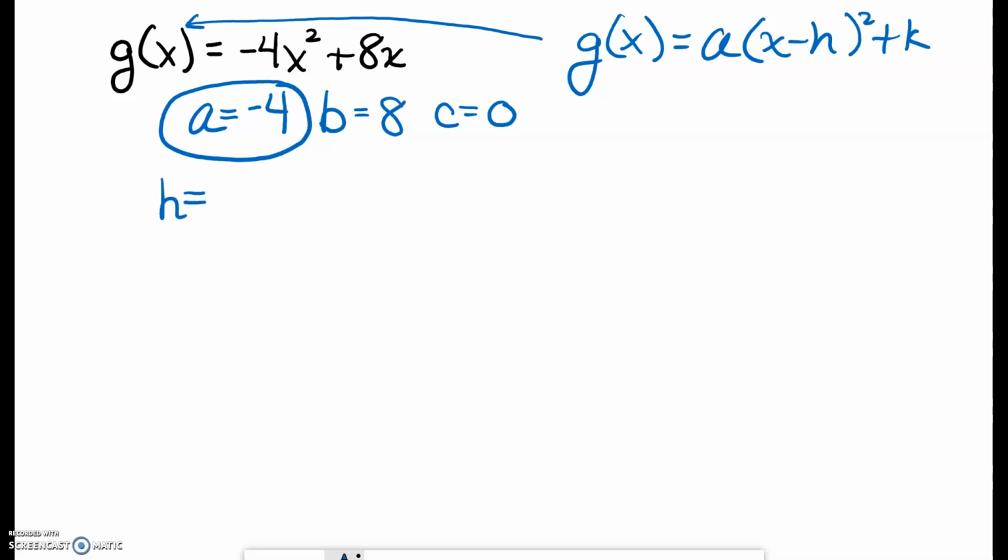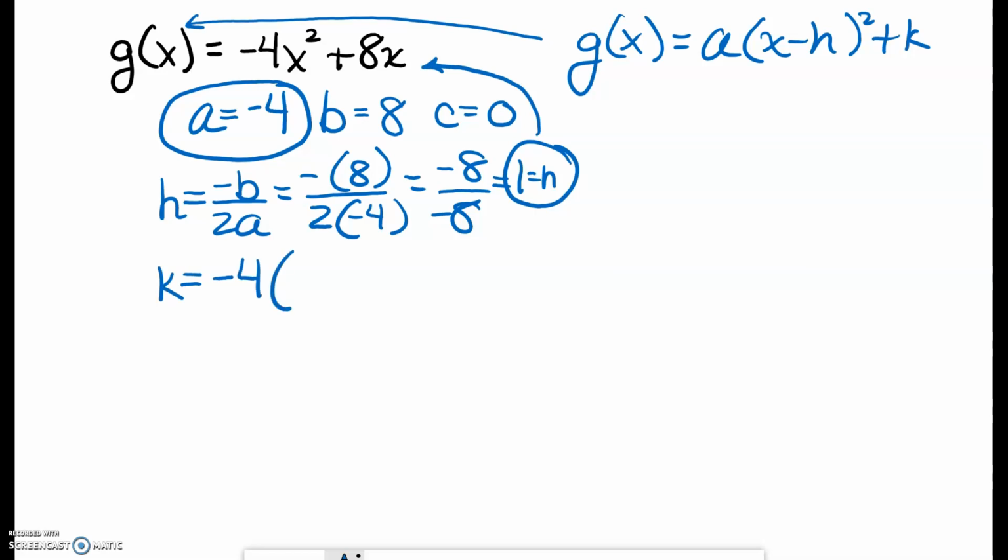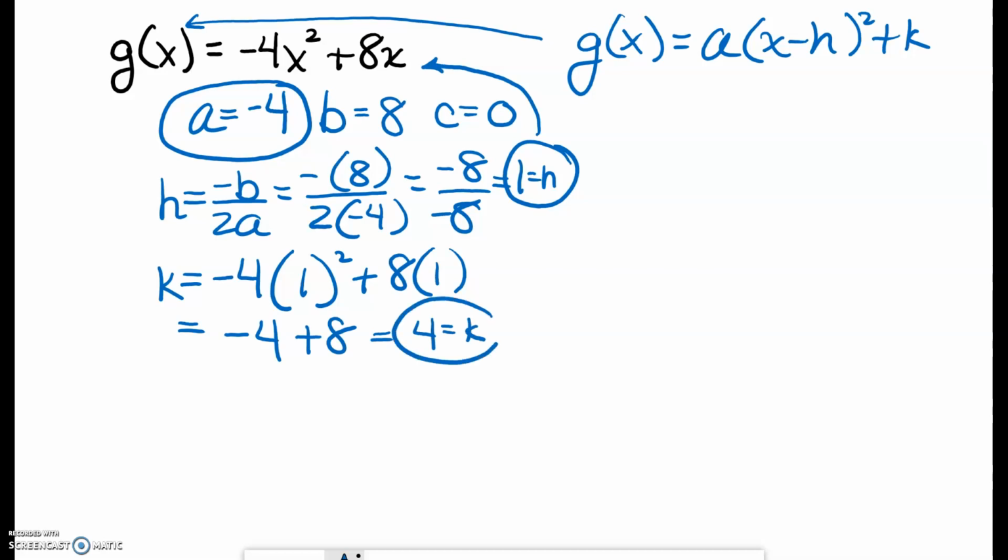Let's calculate h. H is -b over 2a. b is 8. 2 times a, which is -4. So we get -8 over -8. So it's 1. So this is my h value. And now we need to find our k value by plugging this into this equation. So we get -4 times 1 squared plus 8 times 1. 1 squared is 1. 1 times -4 is -4. And when we add these two, we get a +4 value for k.